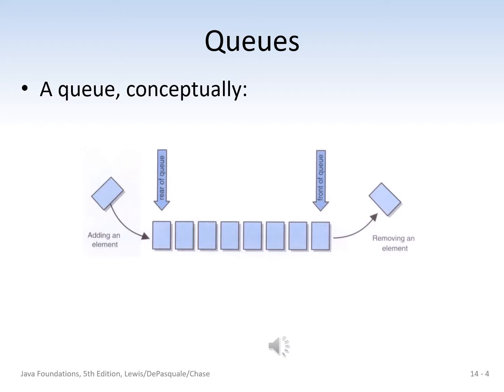Here we have a graphic depiction of a queue. It's a conceptual diagram, but we have a couple of key components. You've got the rear of the queue, where elements are added, the front of the queue, where elements are removed. And in this diagram, the artist attempts to depict adding an element and removing an element. Adding an element to the rear of the queue, removing an element from the front of the queue.